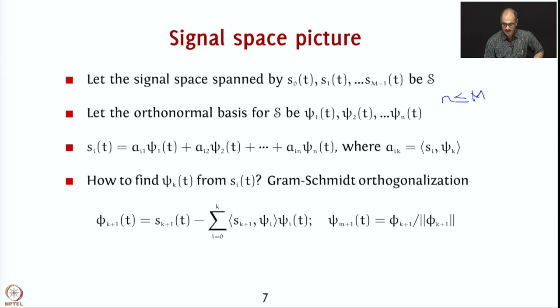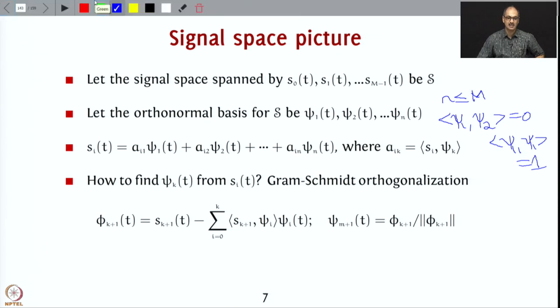The other thing is, because these psi's are orthonormal, you have these two properties: the inner product of psi1 and psi2 is 0, and the inner product of psi1 with psi1 is 1. This is true for all the signals, not necessarily just for psi1 and psi2: pairwise they are orthogonal and their energy is 1.